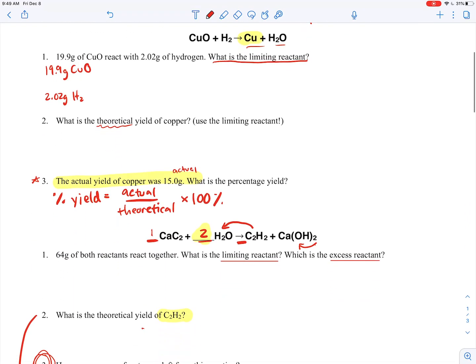So let's jump into these practice problems here. 19.9 grams of copper oxide react with 2.02 grams of hydrogen. What is the limiting reactant? So we're going to convert both of these to moles of product. Which product? Well, if I read ahead, it seems that they're really interested in copper here. So I'm going to convert to moles of copper. So first, I want to divide both of these by their molar masses.